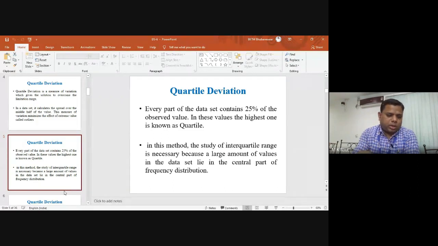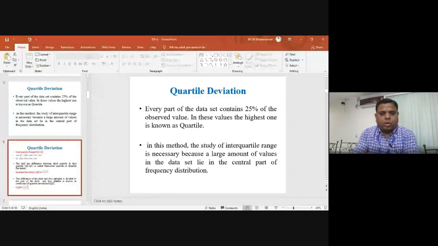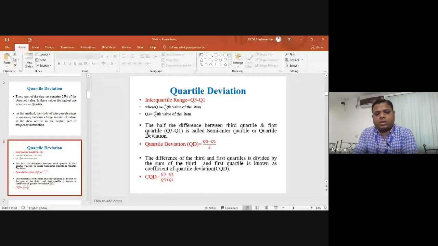Moving to the next one. These are the formulas for the inter-quartile range, that is Q3 minus Q1. Q1 is the 1/4 value of the items, and Q3 is the 3/4 value of the items.